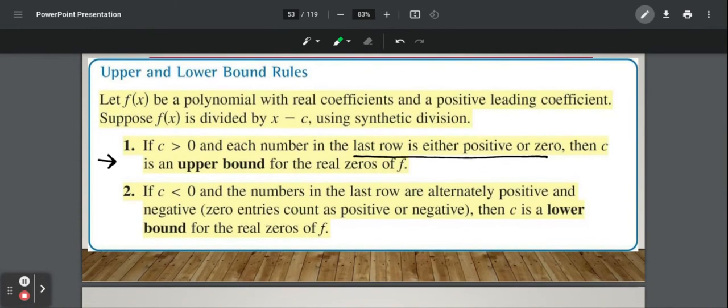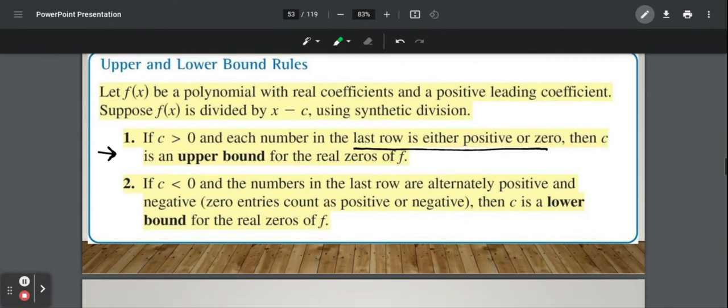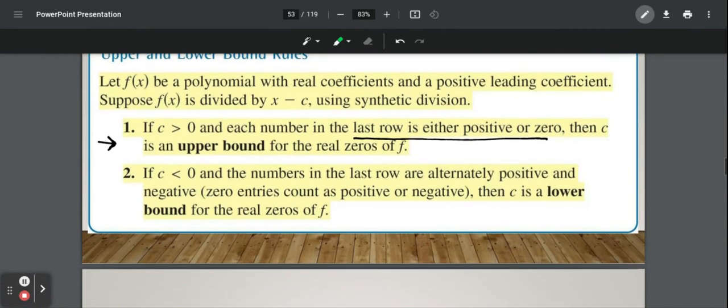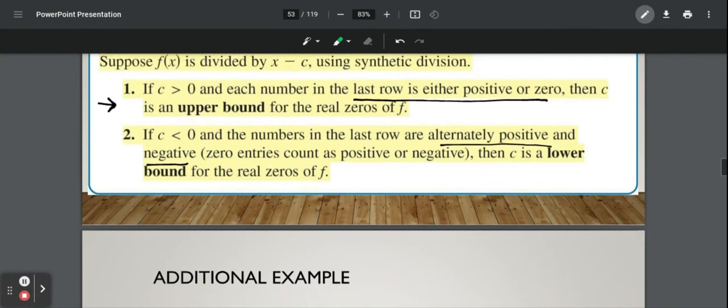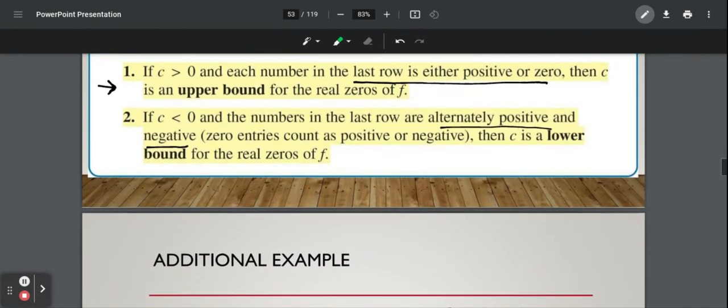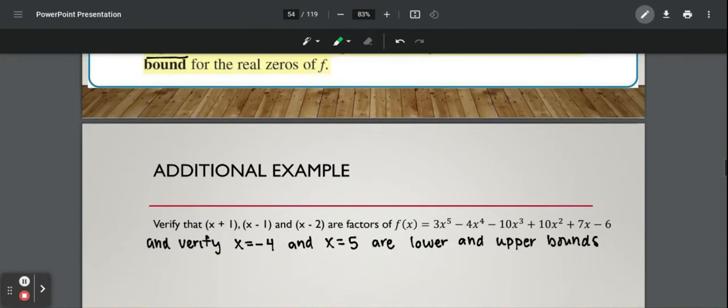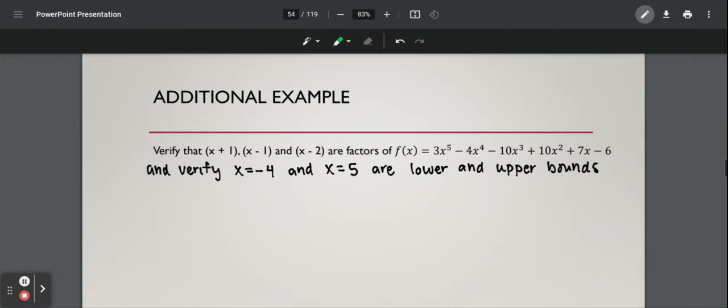And then again, if you pick something to the left of the zeros, if that last row alternates positive and negative, then you know that whatever value you picked is a lower bound. So it just sets those limits, like there's nothing else outside of your set of roots. So here's an example.